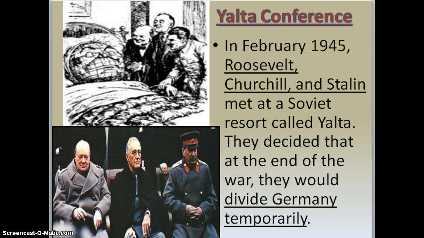In February 1945, the three heads, the strongest men in our world during this time, Franklin Delano Roosevelt from the United States, Winston Churchill from England, and Joseph Stalin from the Soviet Union, met at a Soviet resort called Yalta, and they decided what they were going to do with Europe now that the war was over. How were they going to rebuild? They decided they were going to temporarily divide Germany up.